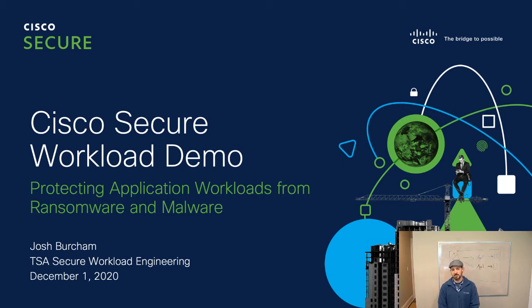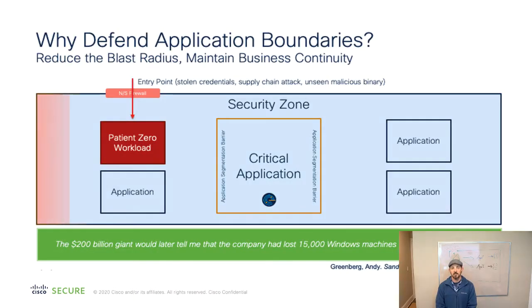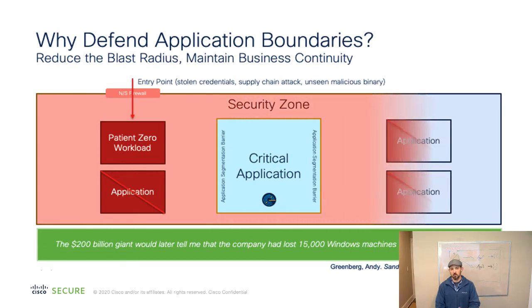If you think about business continuity and keeping applications running, we've had a number of customers that have had to disconnect their high value applications. In fact, they've had to disconnect their entire data centers because they didn't have any other way of disconnecting their applications in order to keep the viruses, malware, and ransomware from spreading within their environment. And so what Cisco Secure Workload allows us to do is define and defend application boundaries.